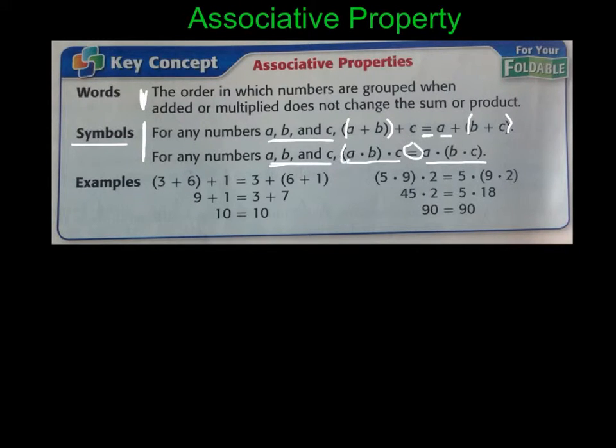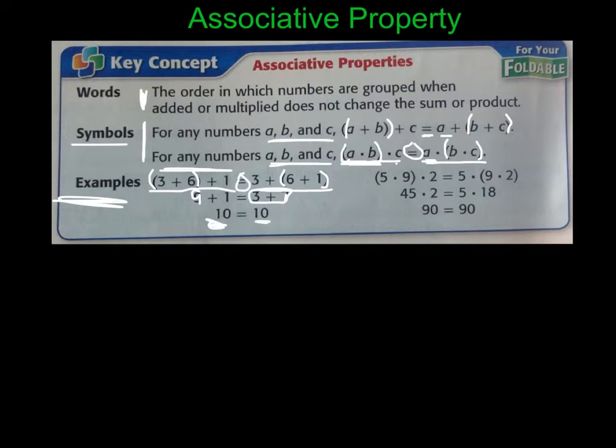Okay? So you could group the first two together. You could multiply those first and then times the third number. That would be the same as if you times the back two numbers and then times it by the first one. So here they've given you some examples of what it looks like. So here in this addition problem, it says 3 plus 6 plus 1. Now if I group them and do this first, I get 9, and then I add the 1 there, and that's going to equal 10. So that's going to be the same as if I grouped the back two numbers first. 6 plus 1 is 7, plus 3 is 10.